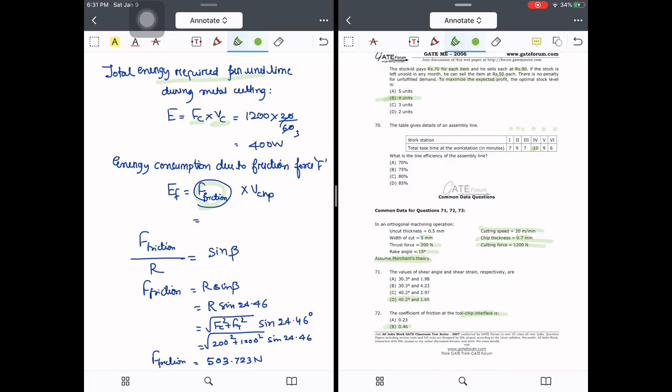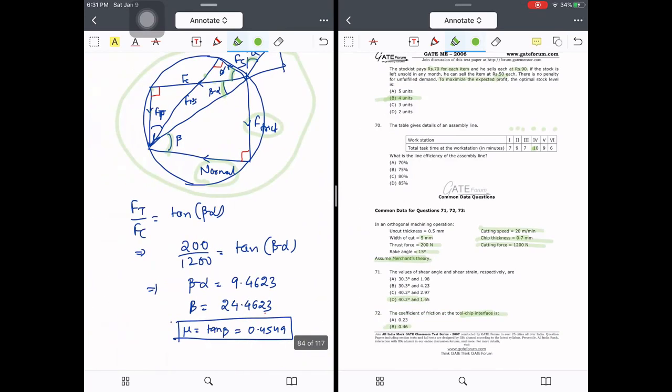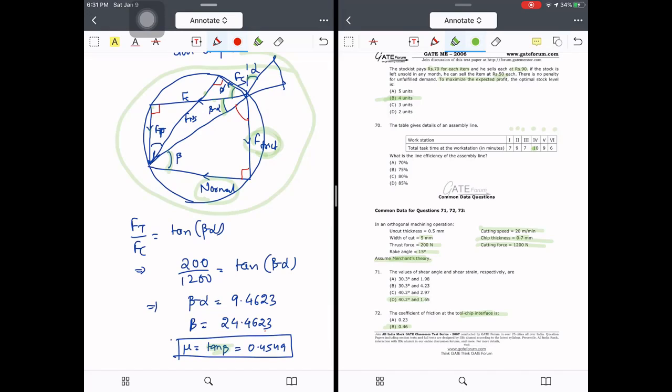Now this is the total energy, as I told you, F of cutting into velocity of the cutting. The energy consumption means force of friction into velocity of the chip. So force of friction, I think we have already calculated. No, we have not calculated it here. So how can the force of friction be calculated? You don't need to remember any formula. I again say we have already calculated tan beta. So tan beta, we know that the force of friction by... We need to calculate the force of friction.